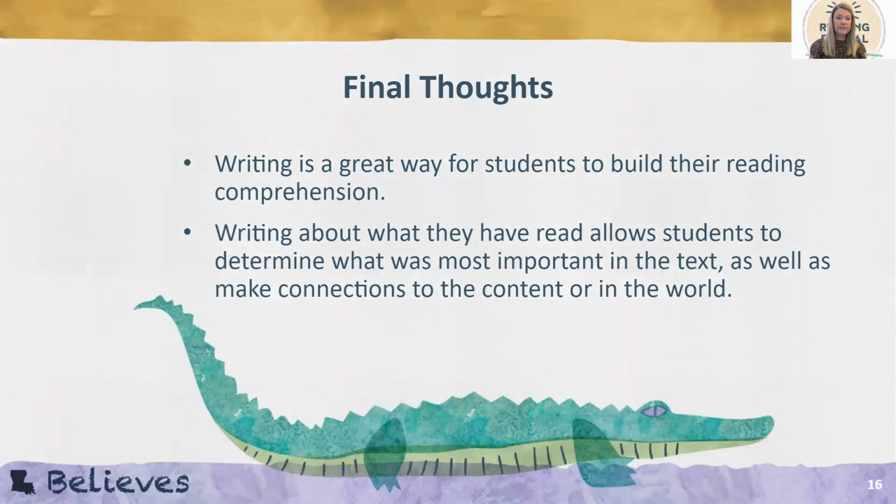So, just some final thoughts. Writing is a great way for students to build their reading comprehension when it's intentional. When we model for them our expectations around it, when it's based on a text, they're writing from what they read, it can really help build reading comprehension. Writing about what they have read allows students to determine what was most important in the text, as well as make connections to the content or just in the world, in their world. So it really helps them to process those complex texts better.